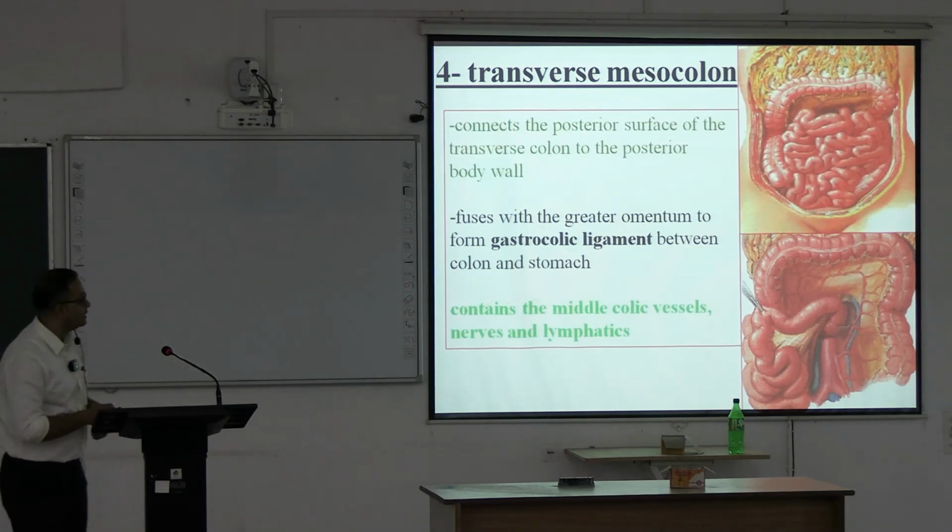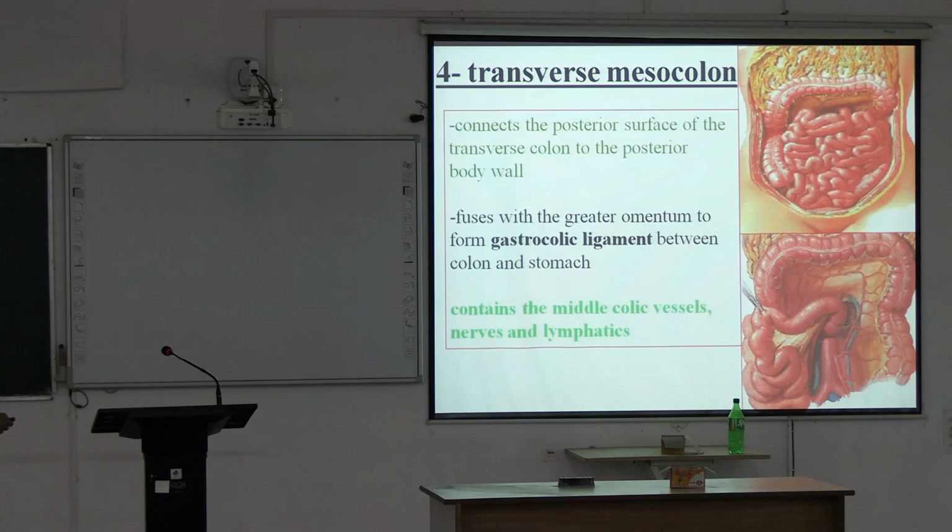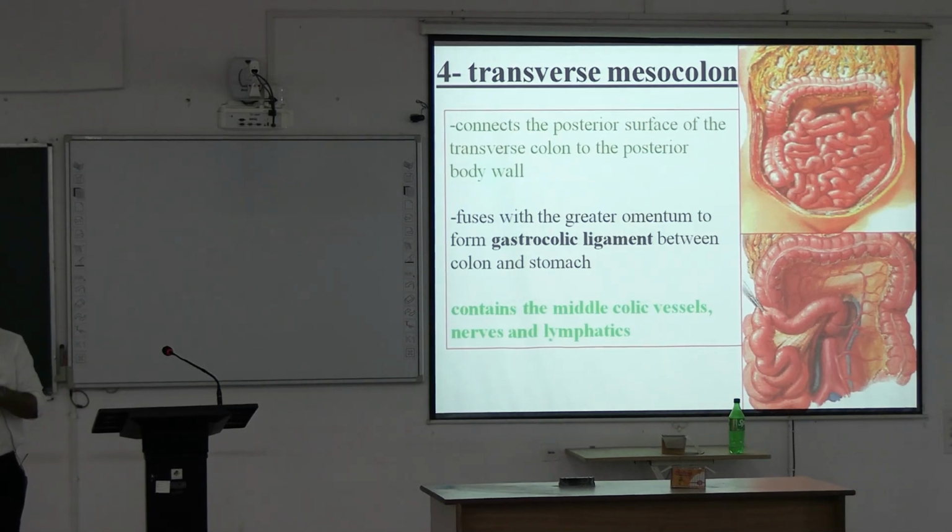Whenever we do the dissection, we see this transverse mesocolon blending here, and that blended part of the transverse mesocolon we call the gastrocolic ligament. So where the colon blends with the greater omentum, we call it the gastrocolic ligament. Again, this is a very important question. We ask about this gastrocolic ligament.